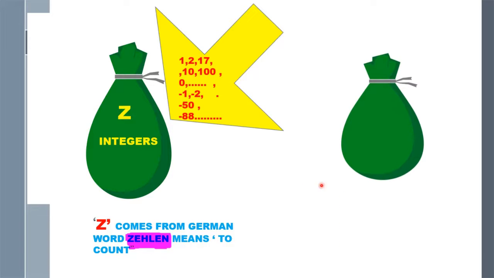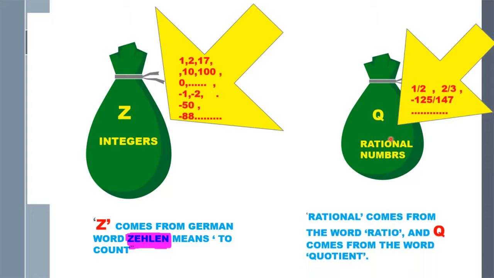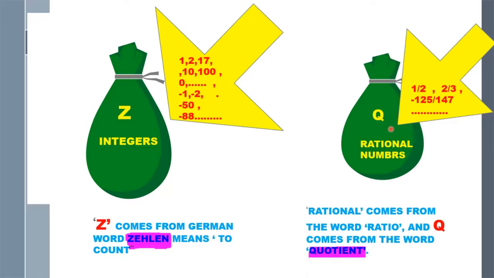Here comes another bag with new numbers. Here you will find fractions having positive numbers in the numerator and denominator as well as certain fractions having negative numbers, negative integers, in the numerator. Such numbers are called rational numbers. They are denoted by Q.